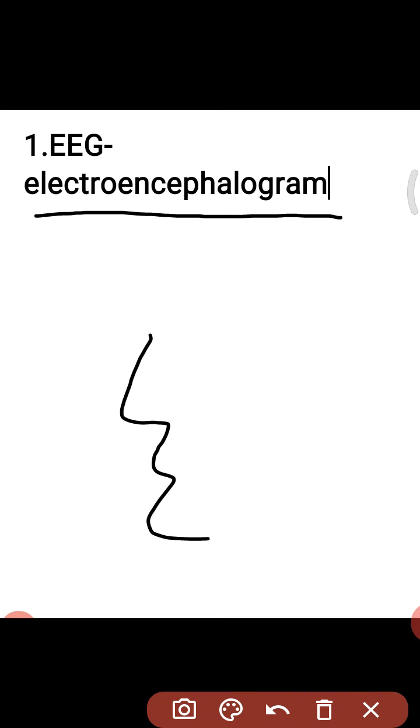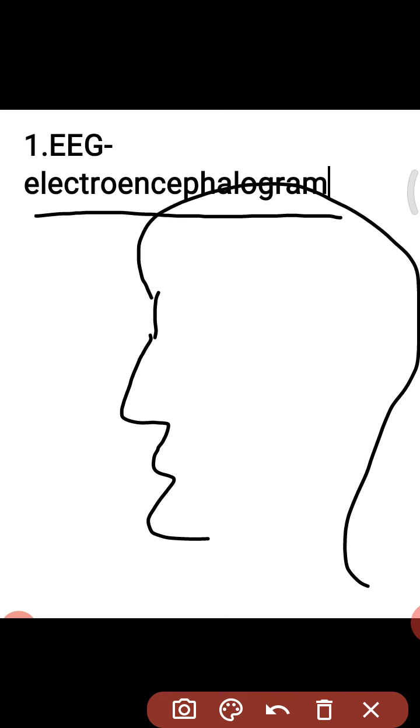Today we will discuss the electroencephalogram. The bioelectric potentials generated by the neural activity of the brain are called an electroencephalogram. So how do we connect the electroencephalogram to a human brain? We need to connect it to the scalp of the human being.